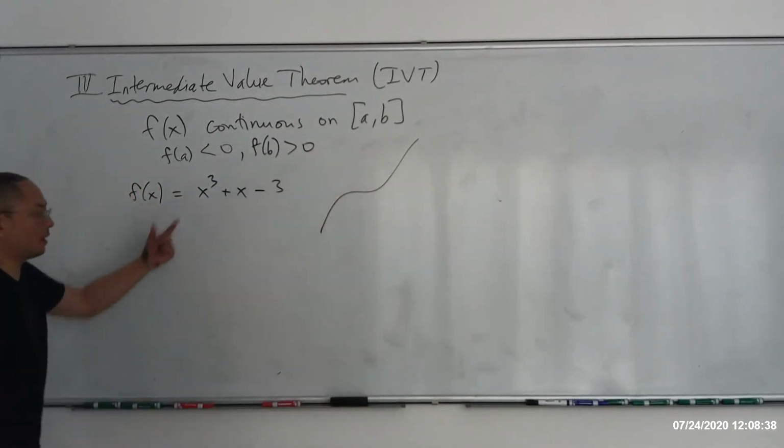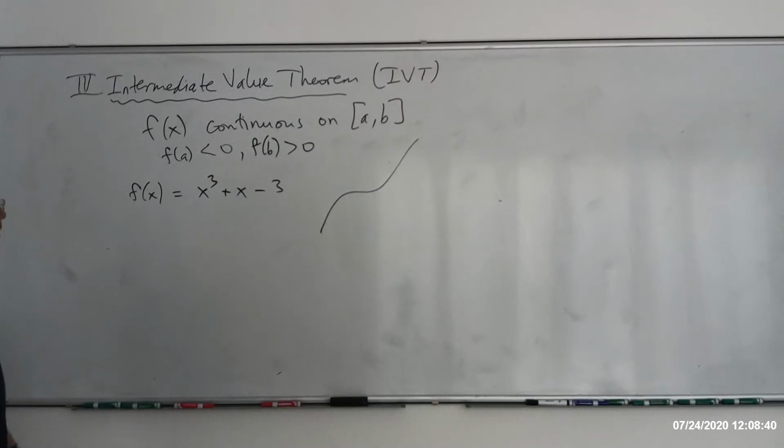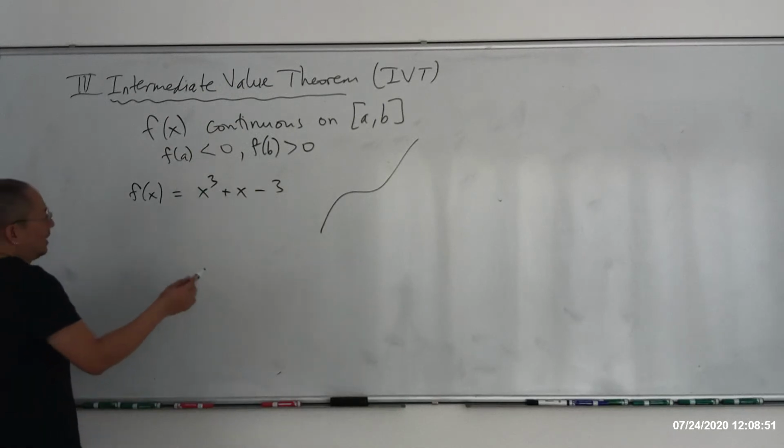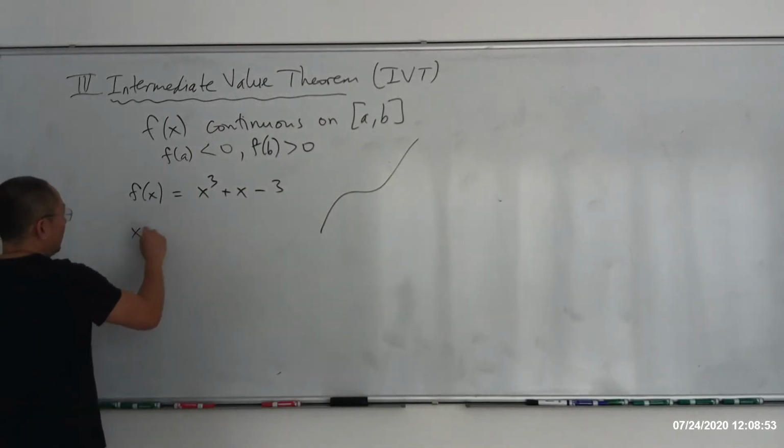So for sure, this one is going to have a 0. Okay? The question is, can you approximately find a 0 for that polynomial? And I claim that I can use the intermediate value theorem to find a 0. Okay. Let's try x equals 1.